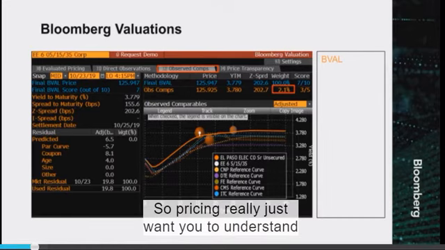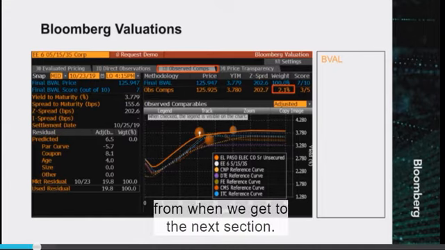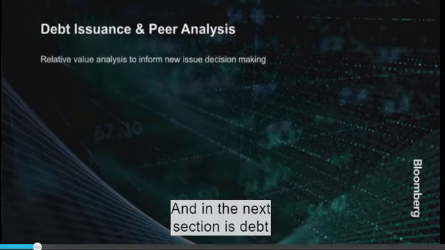So that's pricing. Really just want you to understand where all this data is coming from when we get to the next section. And this next section is debt issuance and peer analysis.